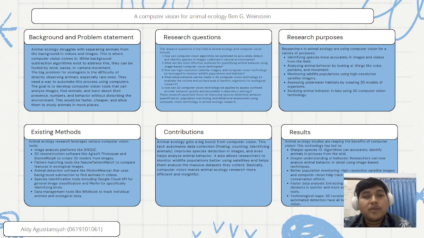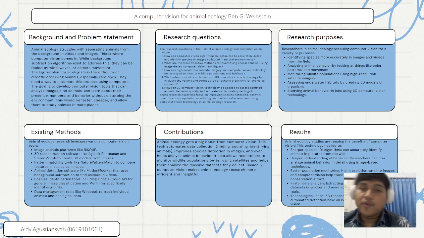The goal is to develop computer vision tools that can analyze images, find animals, and learn about their presence, numbers, and behavior without disturbing the environment. This would be faster, cheaper, and allow them to study animals in more places.